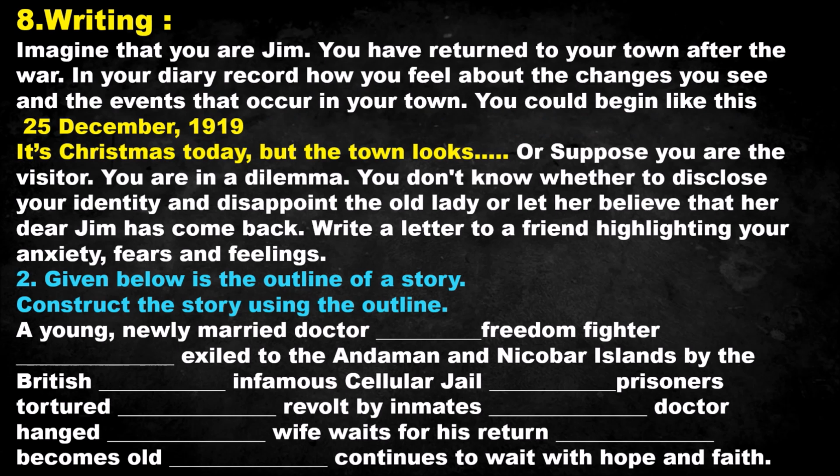And the last, the eighth important component, is Writing. In this component, you can find an interesting task related to a diary entry or a letter, and we can ask the students to write a story using the outlines. So these are all the 8 components that we have to keep in view while transacting a lesson, or while learning a lesson from our English reader.